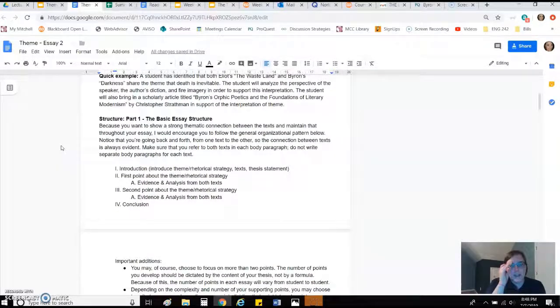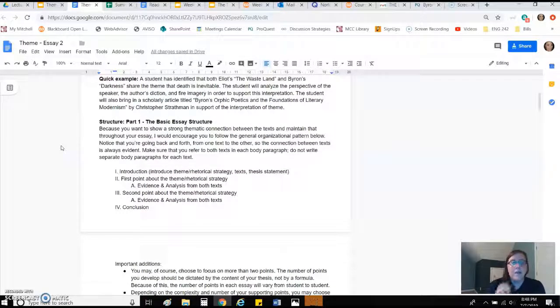All right, so here is a quick example of essentially what I'm looking for you to do in this paper. A student has identified that both Eliot's The Wasteland and Byron's Darkness share this theme that death is inevitable. The student will analyze the perspective of the speaker, the author's diction, and fire imagery in order to support this interpretation. And then the student will also bring in a scholarly article titled Byron's Orphic Poetics and the Foundation of Literary Modernism by Christopher Strathman in support of the interpretation of theme. So that's what the paper will do in a nutshell.